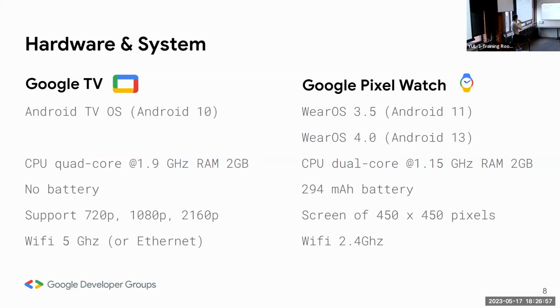And the Google TV doesn't have any battery, so you don't have energy consuming issues. For the watch, you have a small battery. Compared to a phone, which is maybe 4,000, here you only have 200 something. On the TV, you have Full HD, 4K support, which is a lot. You need a big CPU, GPU for that. And the screen for the watch is so small. It's like a 9 years ago screen.